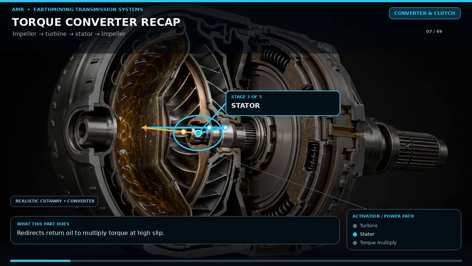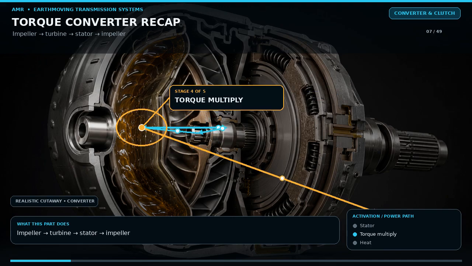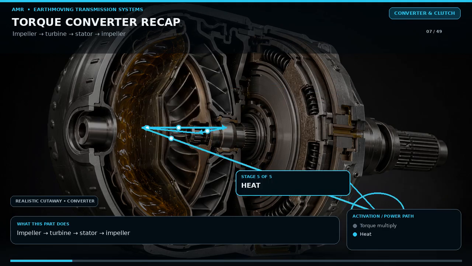Because power crosses through moving oil, the engine can run while the machine is stopped in gear. The disadvantage is slip, which produces heat and reduces efficiency. A converter therefore needs correct inlet pressure, outlet pressure, flow, cooling, and stall speed behavior.